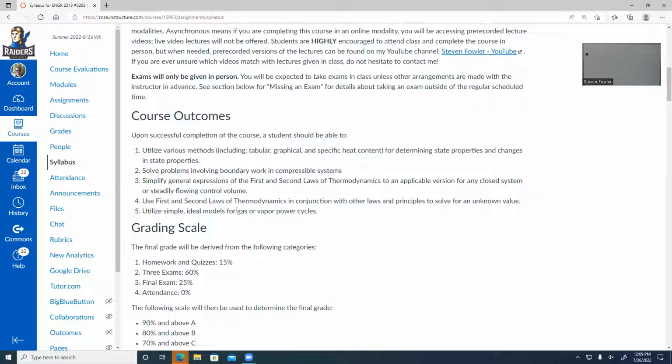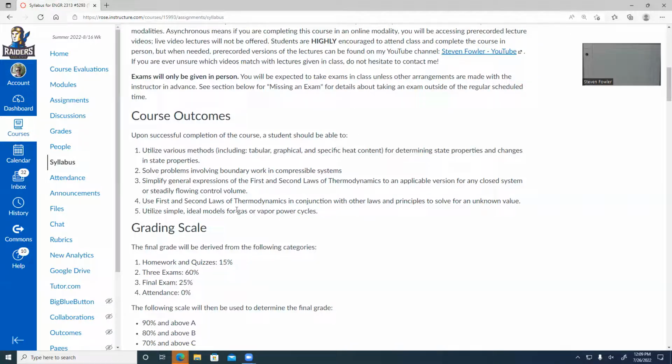So 3 and 4 are really kind of the whole fundamental basis of this entire course. Take general expressions of the first and second law, simplify them to an applicable version for our situation, and then apply those in conjunction with other laws, principles, or in this case, property tables as well, to solve for an unknown value. So it's really, like I said, 3 and 4 that are the whole goal of the entire course, to be able to do those 2 things. The others are important, but if you can do the others, they tend to contribute to those numbers 3 and 4.